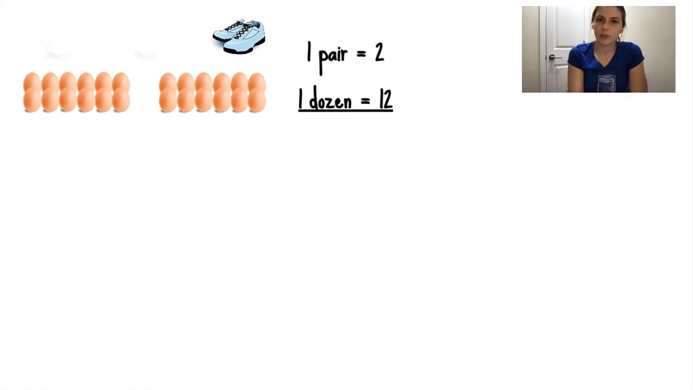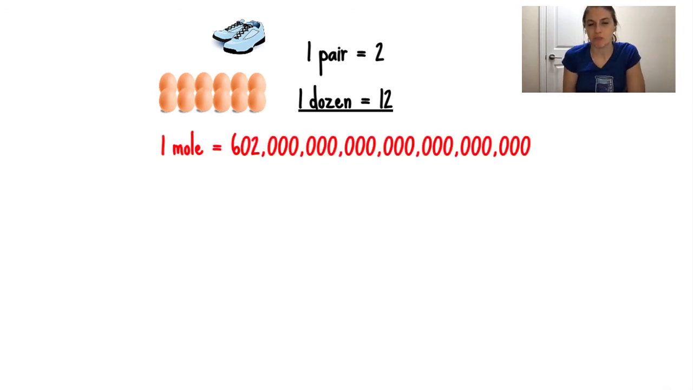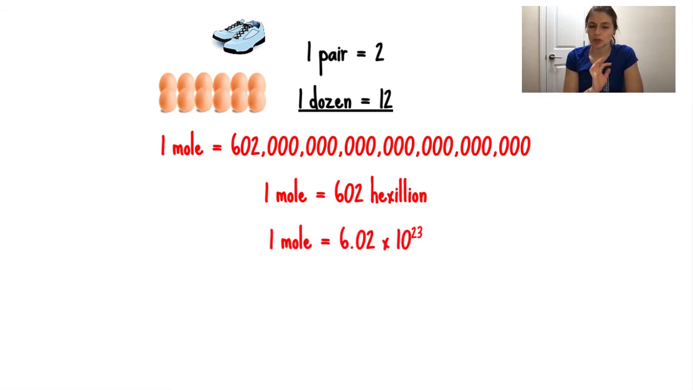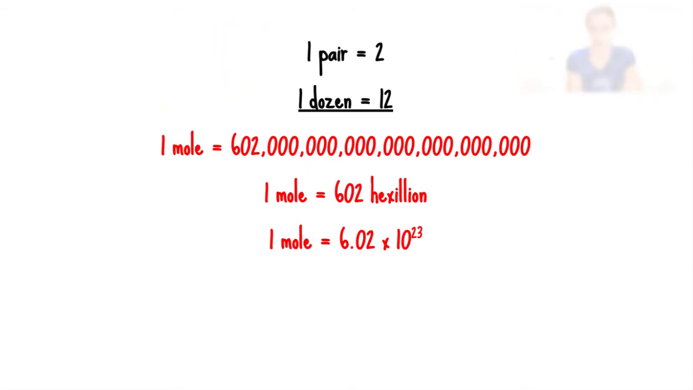You can think about the mole as just another word that represents a quantity. The difference is a mole is a really big number, like really big. 602 hexillion, that's a big number. So 1 mole is equal to, you'll usually see this number, 6.02 times 10 to the 23rd.